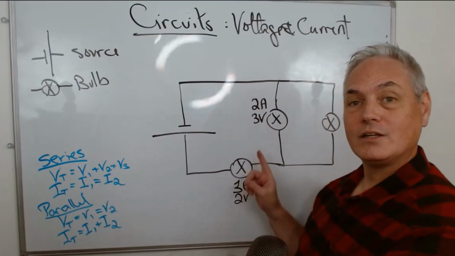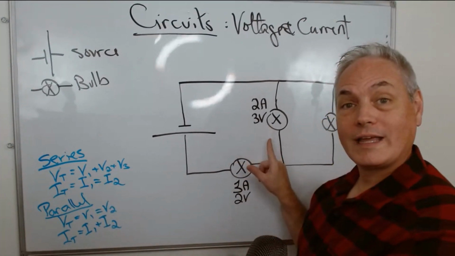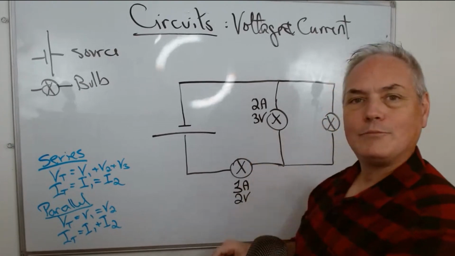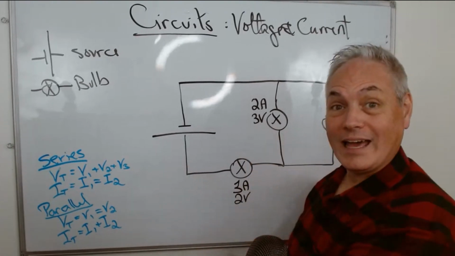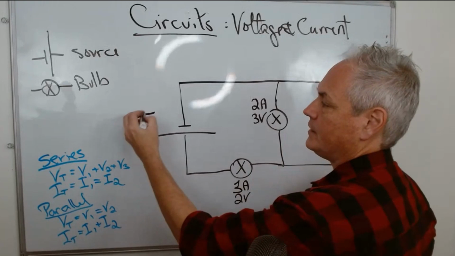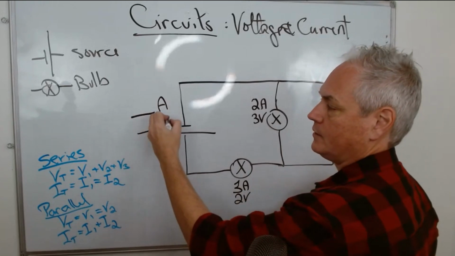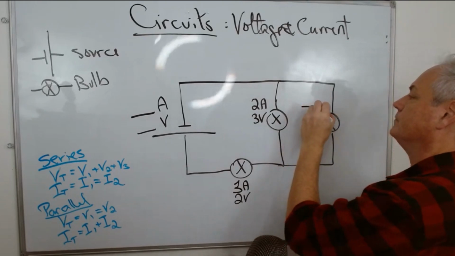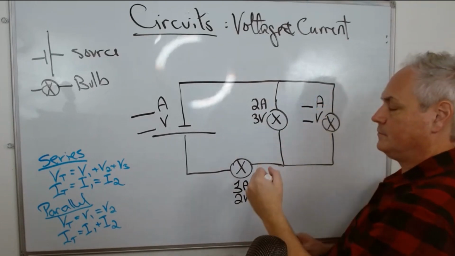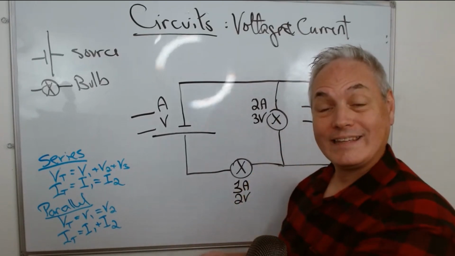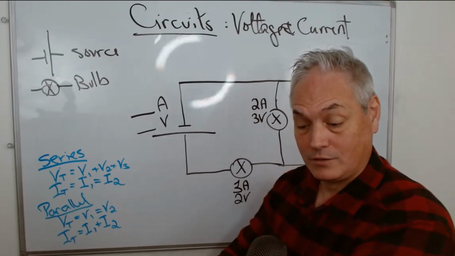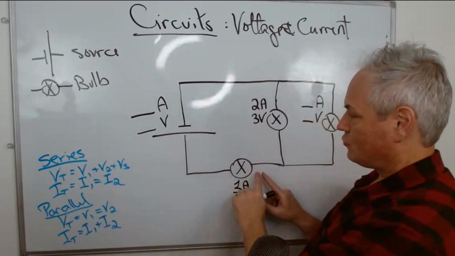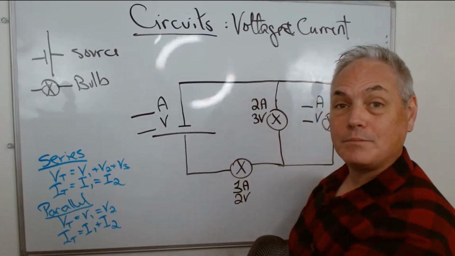For this activity here, I'm giving you both the current and the voltage, and I'm looking for the missing information at the source here, in amps and the voltage, and in the last bulb right here. So here we have to look at the information we have to try to figure out what's missing. Here we have a mix of series and parallel circuit.